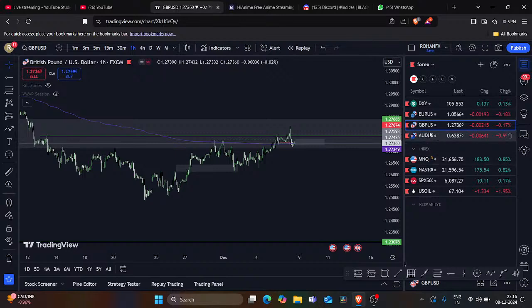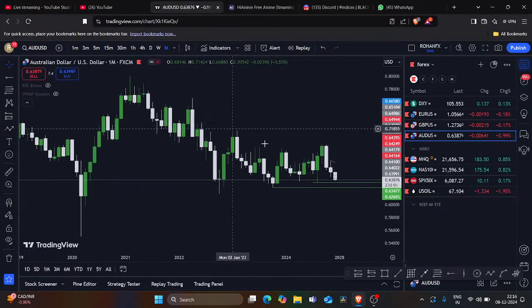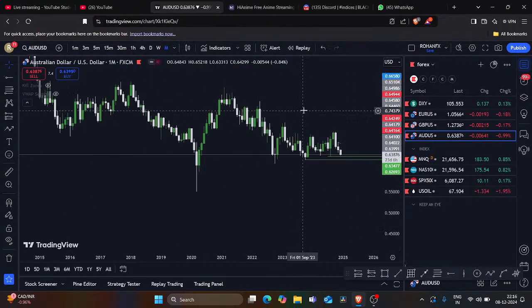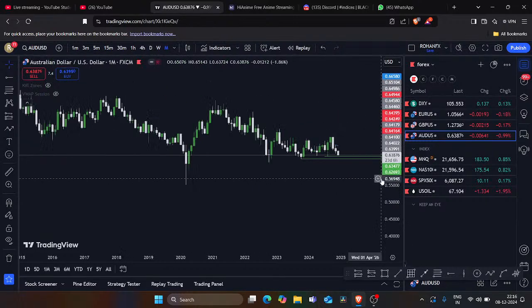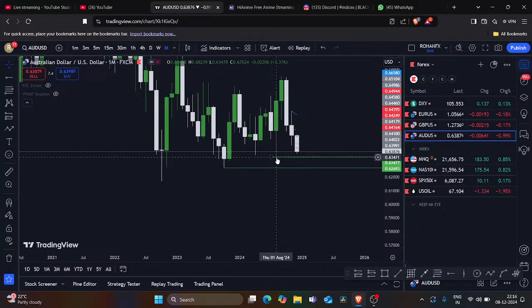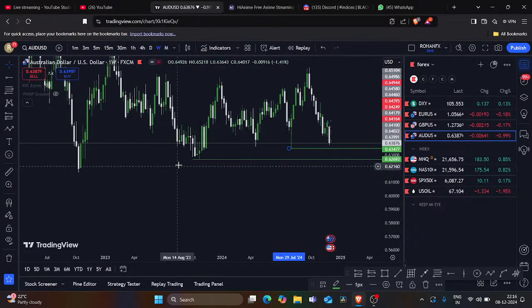Okay, so going to AU, let's analyze AU. Aussie dollar is completely bearish. What we can expect in AU is taking out this liquidity and this liquidity. We can aim for these targets over here. In monthly it looks bearish, and even in weekly it is completely bearish. This liquidity is going to be taken out very soon, guys. Just keep an eye here. Then after that we can target this liquidity zone.